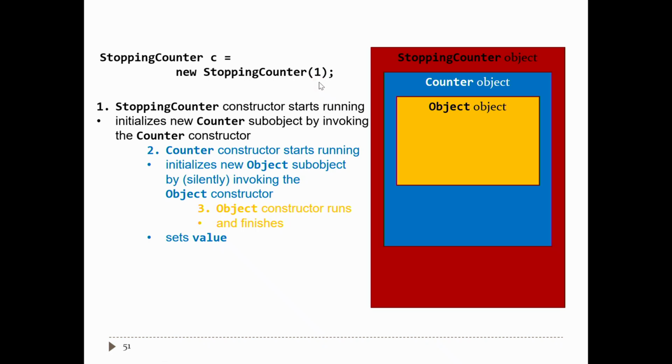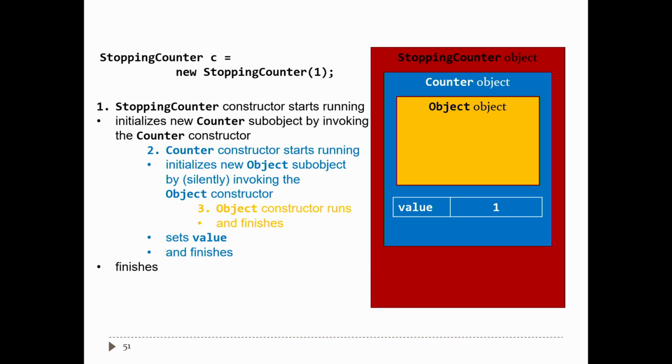Well, the next line is check the value of 1, make sure it's not 0, make sure it's not negative, and then set the value to 1. So now, inside the counter object, we can set the value of the counter to 1. And that finishes the counter constructor. Finally, the stopping counter constructor can finish running. Whoops, sorry. The stopping counter constructor doesn't do anything else, so there's no other code after the call to the counter constructor, and so it's now finished running.